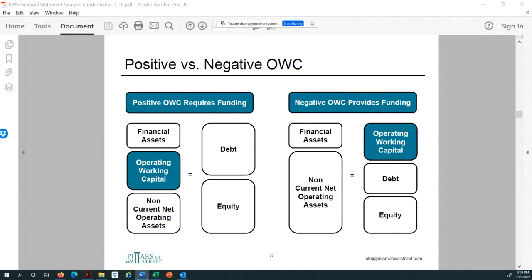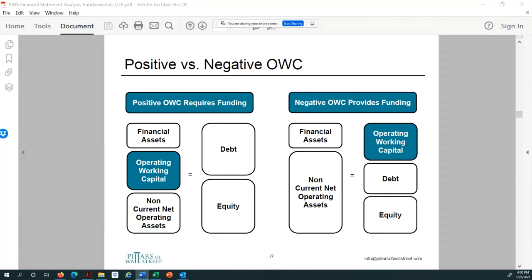Now, negative working capital means operating current assets minus operating current liabilities is negative. That's represented by the shaded box on the right side here. In this case, OWC is negative. It's basically providing or throwing off funding. Negative OWC is a free source of financing. So think about a company that stretches its accounts payable or increases accrued expenses. These are examples of sources of financing.